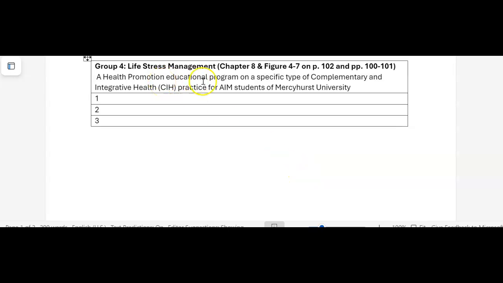Group 4 is you're going to choose one specific type of complementary and integrative health practice, but you're going to do that for students on the autistic spectrum that are students at Mercyhurst University. These are our AIM students.